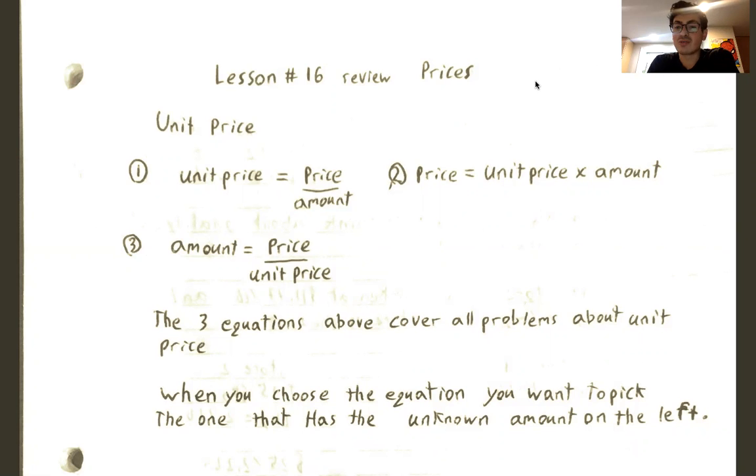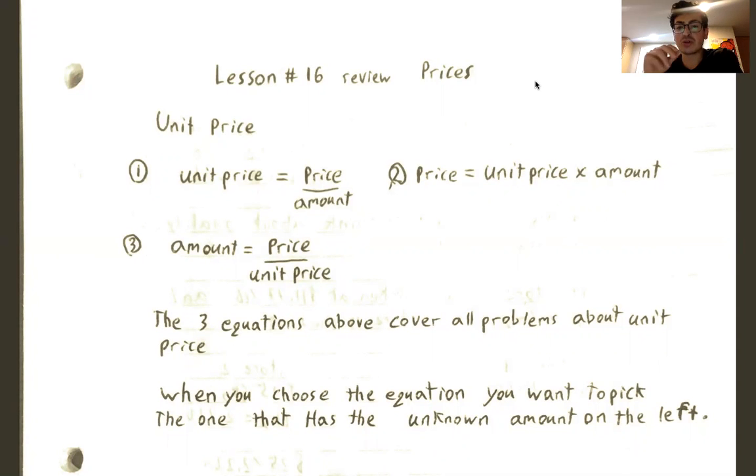So that would be kind of if you have your price and your amount and you want to find unit price. But there's two other equations that you can get. It's the same equation, just rearrange the variables. So if we wanted to find price, our price is going to be our unit price multiplied by amount. Or if we want to find amount, it's going to be our price divided by our unit price.